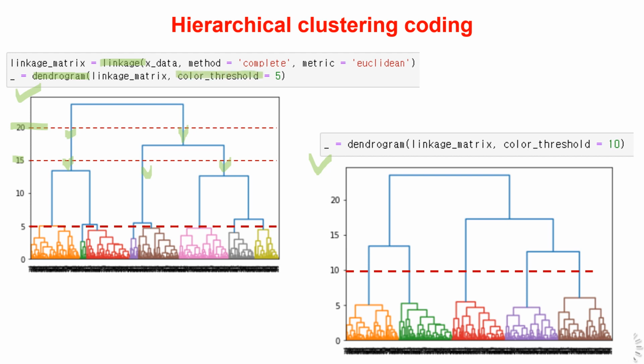When the color_threshold is set to 5, the clusters will be displayed in 8 different colors based on the division at the y-axis value of 5. This aligns with the previous slide where we discussed 8 clusters being identified. Therefore, setting the color_threshold to 10 would divide the clusters into 5 distinct lines, or in other words, 5 clusters.